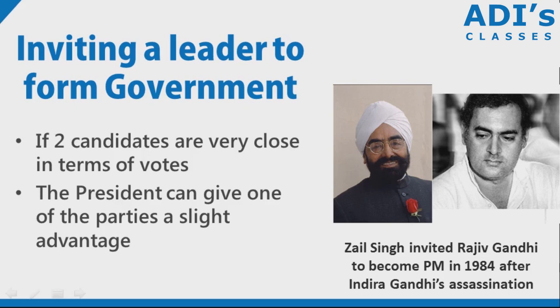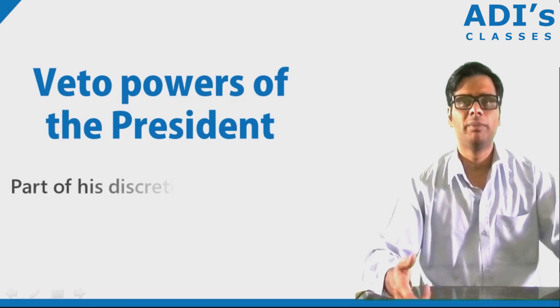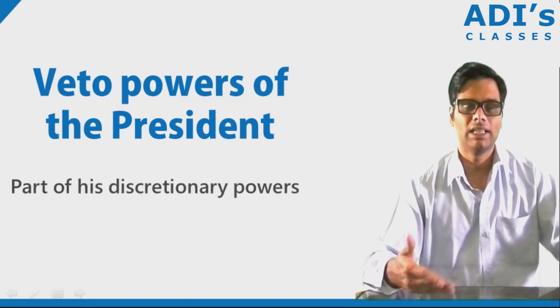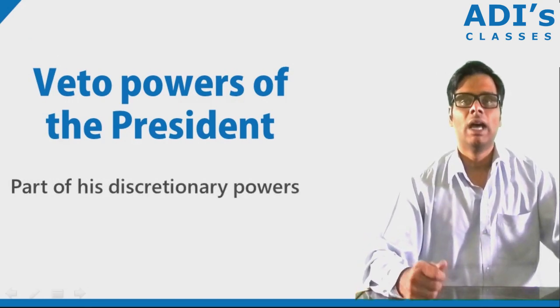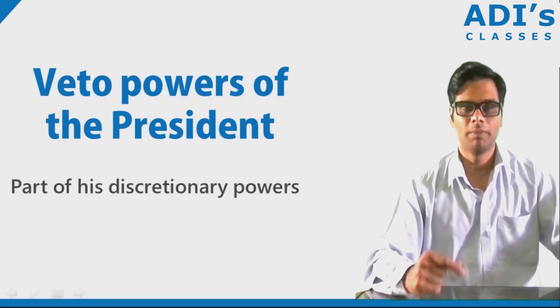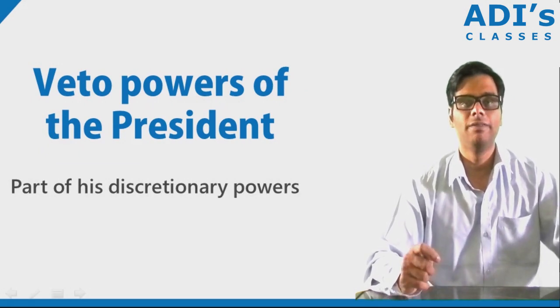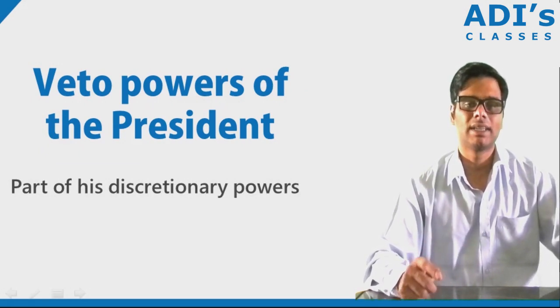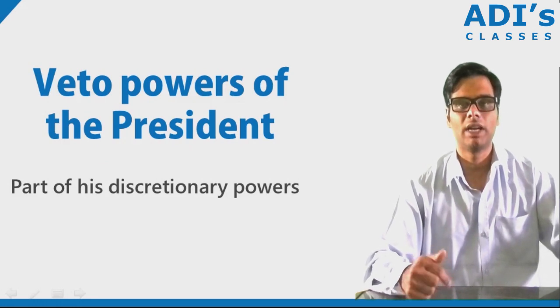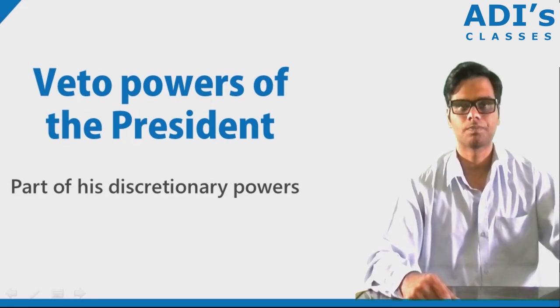Second point, the veto powers of the president, which will be discussed extensively as we go ahead in this chapter, are also part of his discretionary powers. So please remember, the veto power of the president is a discretionary power. Once you read about veto powers, you will understand.